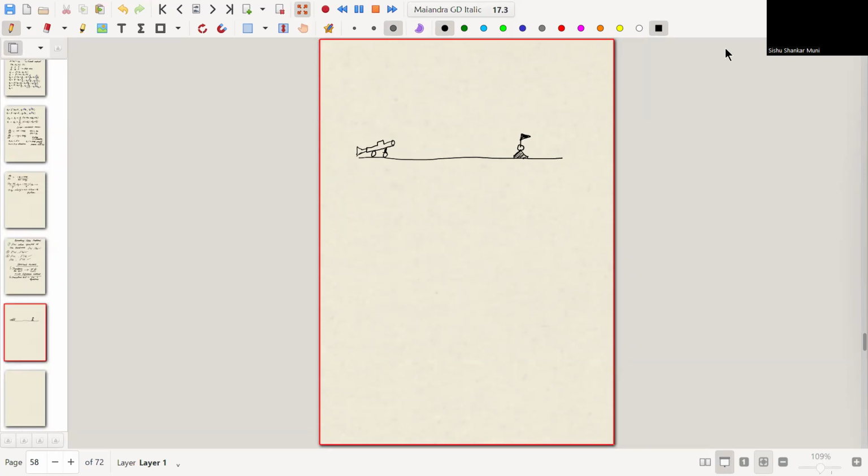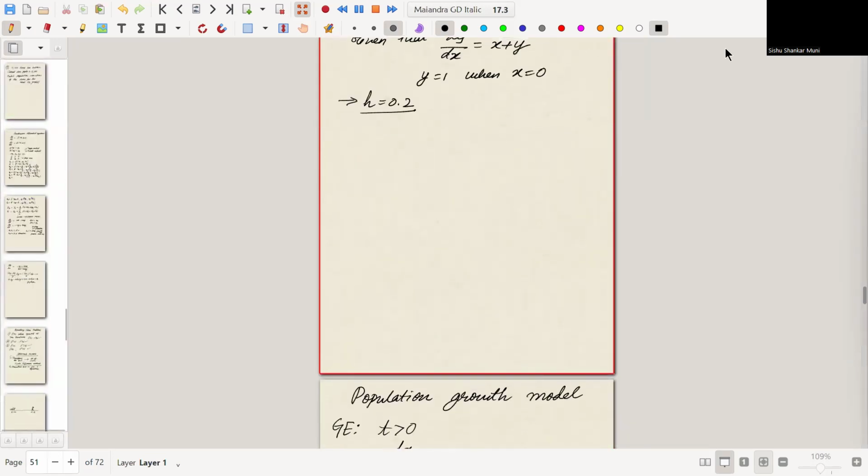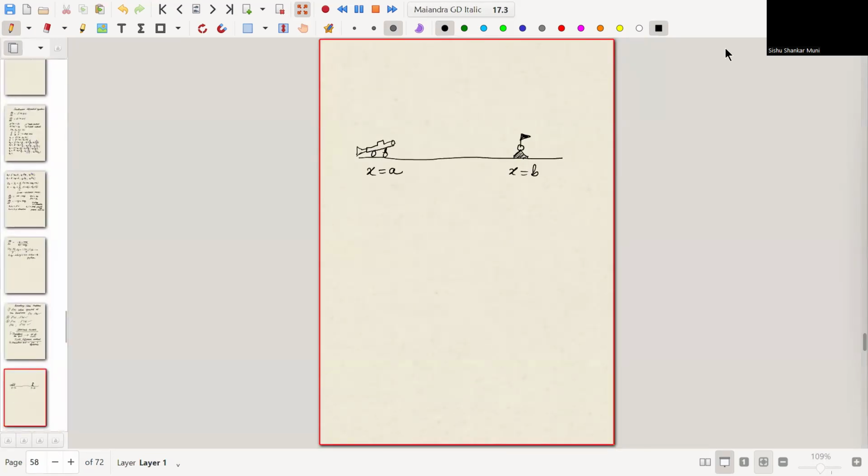So what will be your idea? This is your x equals a, where you are starting, and this is your x equals b, where your solution is ending, right? Now suppose you are aiming here, to the solution. But maybe the aim you made is just falling here. We don't know, right?